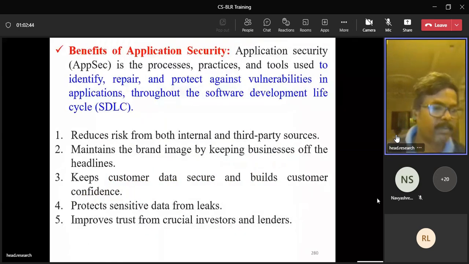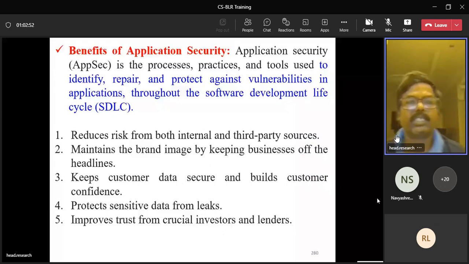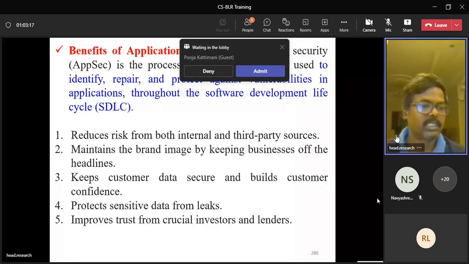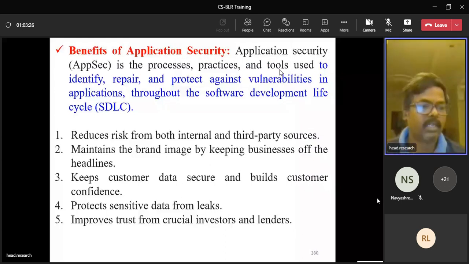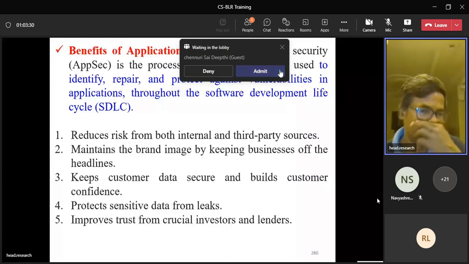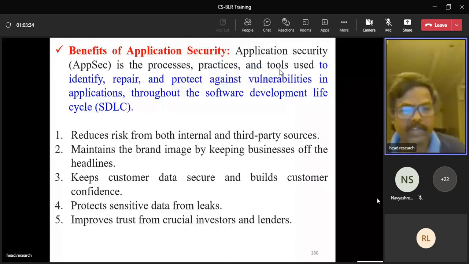Then what are the benefits of application security? Application security is the processes, practices and tools used to identify, repair and protect against vulnerabilities in applications throughout the software development lifecycle. The first benefit is reducing risks from both internal and third party sources, and maintaining the brand image by keeping the business off the headlines. It keeps customer data secure and builds customer confidence, protects sensitive data from leaks, and improves trust from crucial investors. These are the benefits of application security.